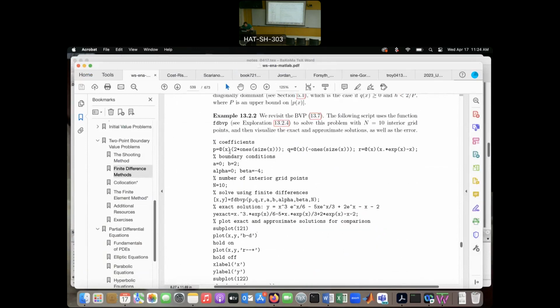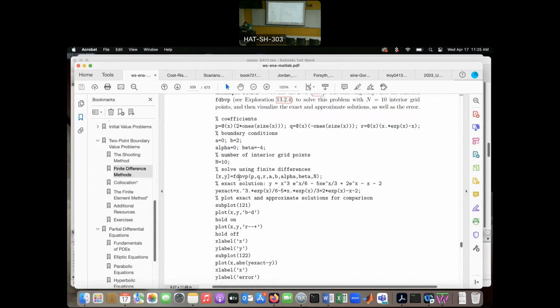Okay, so here we define p equals 2, q equals -1, and r of x is x e to the x minus x. We specify boundary conditions. Here we choose a small number of grid points, like last time when we showed the shooting method. This is a function to solve finite differences. So you're basically passing in a description of the problem, the p, q, and r functions, the boundary conditions, and the number of grid points.